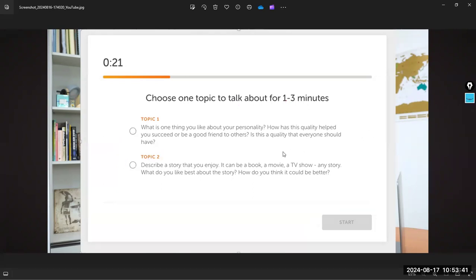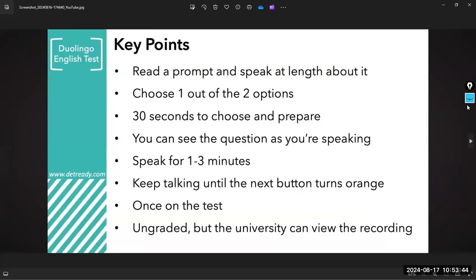Okay, so after choosing the topic, now it's the time to prepare myself to speak. So what about the key points? We read not only the first prompt, but both of them, and speak at length about the prompt that you want to choose. Choose one, as I told you, out of 2 topics or options. You have 30 seconds to prepare yourself. So notice that it is the same as the writing sample, because in the writing sample, I have 30 seconds to prepare myself, and even in the speaking sample, I have 30 seconds to prepare myself.